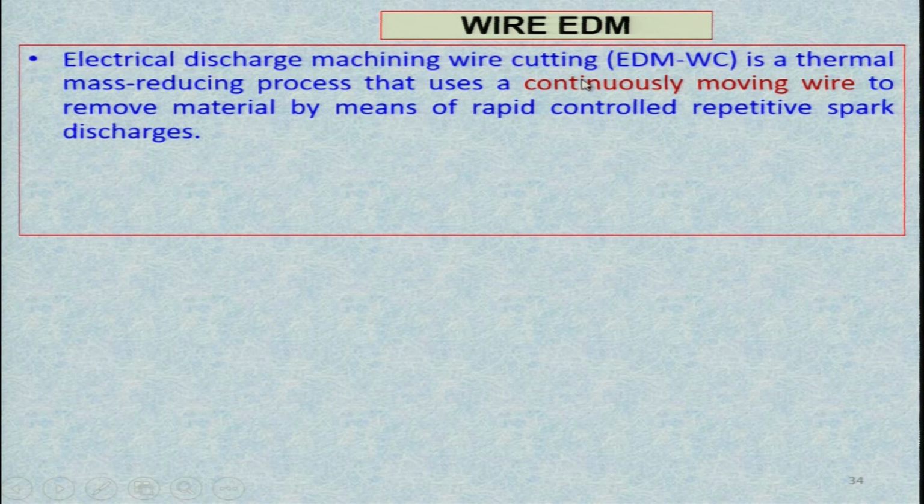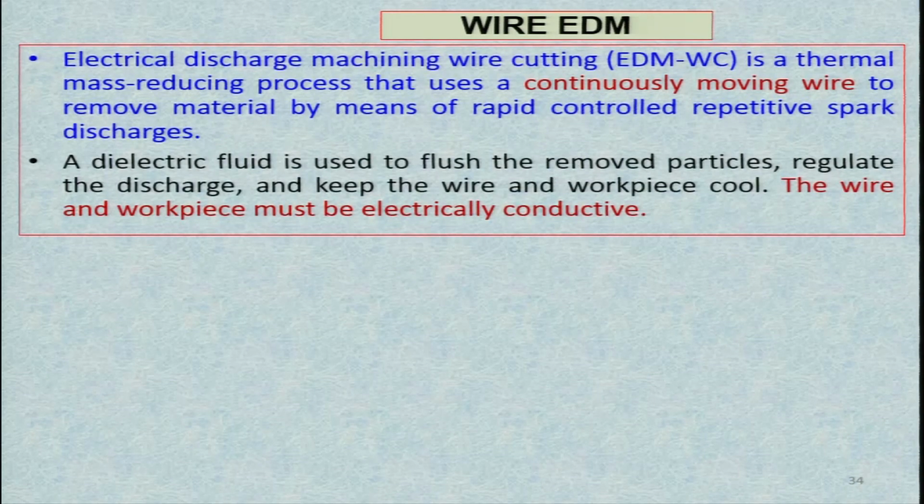wire electric discharge micromachining or wire electric discharge machining briefly. As you can see here, electrical discharge machining wire cutting is a thermal mass reducing process that uses a continuously moving wire to remove material by means of rapid, controlled, repetitive spark discharges. Here emphasis is on the spark, not on the arc, as I mentioned in the earlier lecture. A dielectric fluid is used to flush the removed particles from the workpiece material, regulate the discharges, and keep the wire and workpiece under cool conditions.